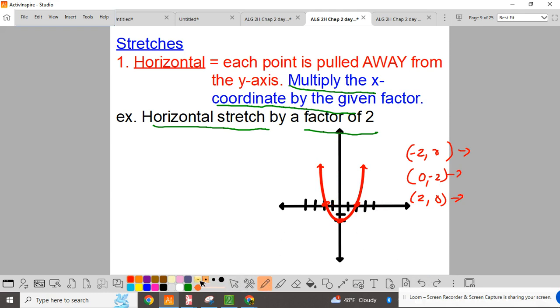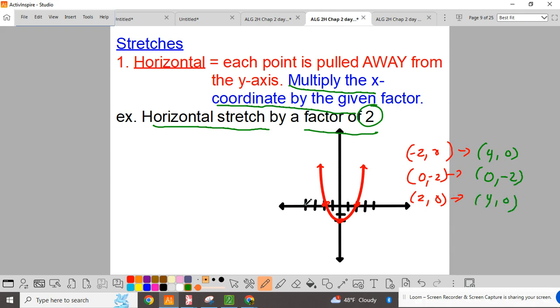So I'm going to multiply the x coordinate by the given factor, which is 2. So this becomes now negative 2 times 2 is negative 4, 0. 0 times 2 is 0, negative 2. 2 times 2 is 4, 0.